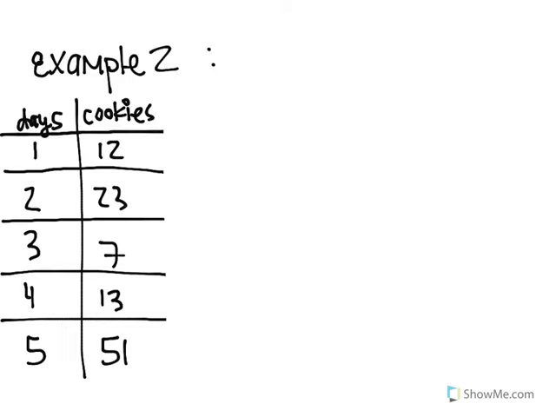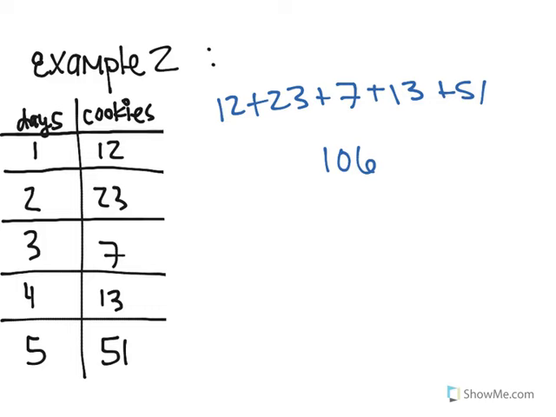Here's another example using a chart. We will add all the numbers together. We'll do 12 plus 23 plus 7 plus 13 plus 51, and that equals 106. And then we'll divide by the total amount of numbers, which is 5, and that equals 21.2.